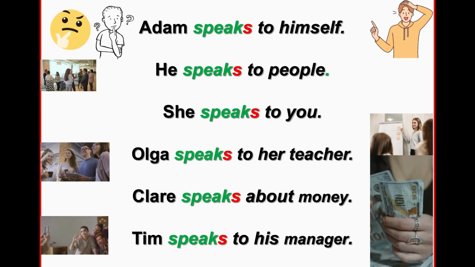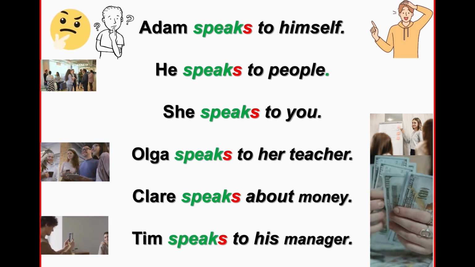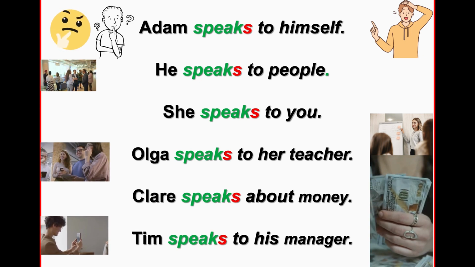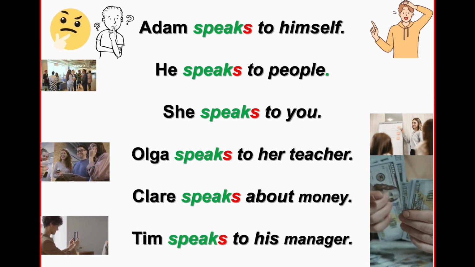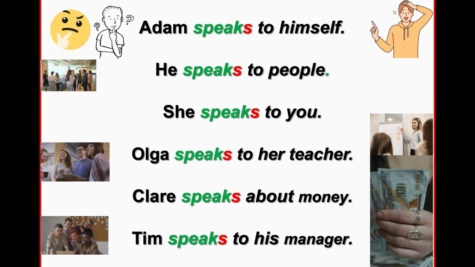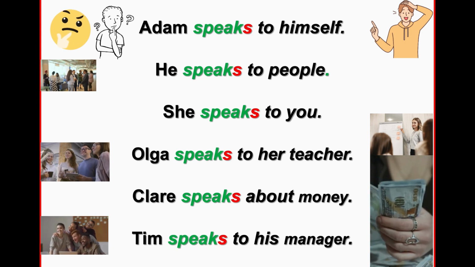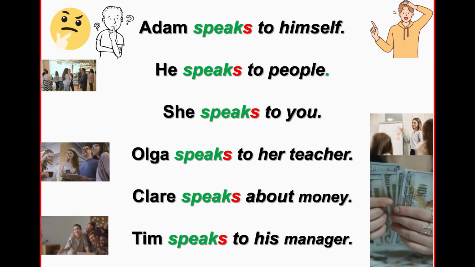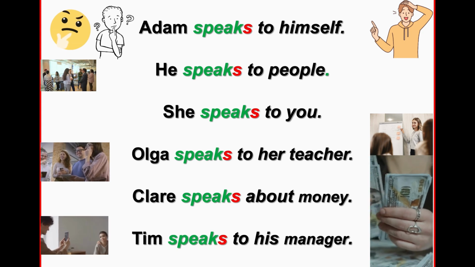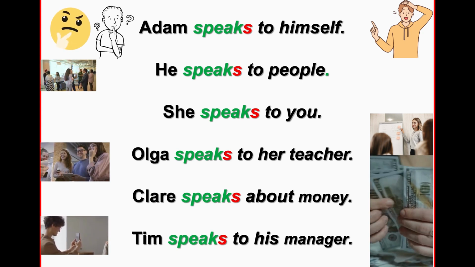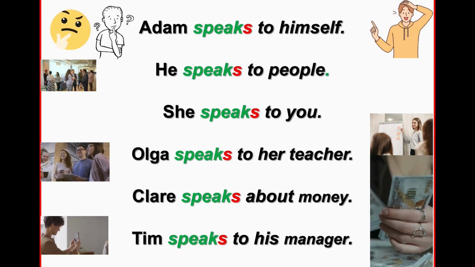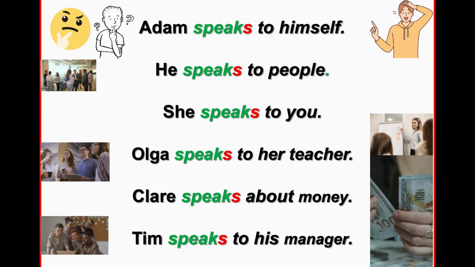Let's repeat after me. Adam speaks to himself. He speaks to people. She speaks to you. Olga speaks to her teacher. Claire speaks about money. Tim speaks to his manager. So we see the verb is with S because it's positive form. Let's see the negative form and let's see if we have S or not.